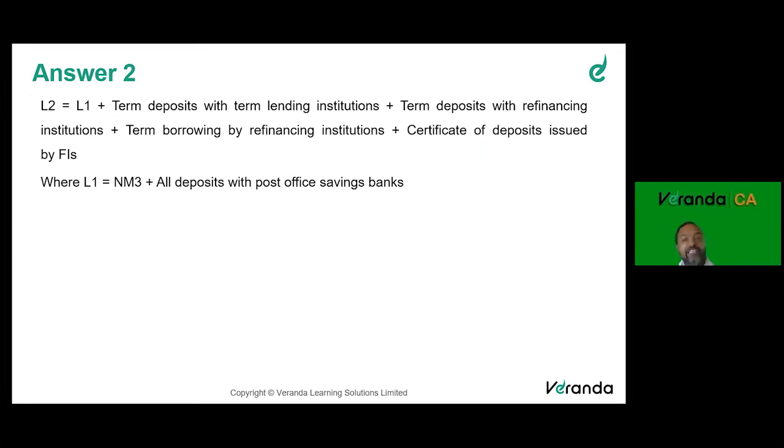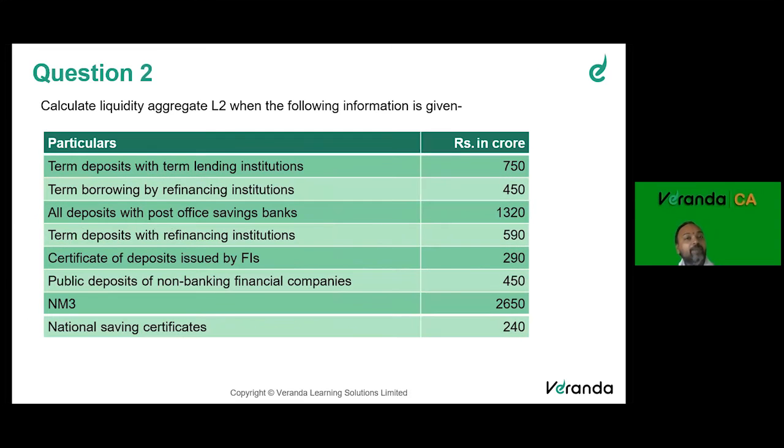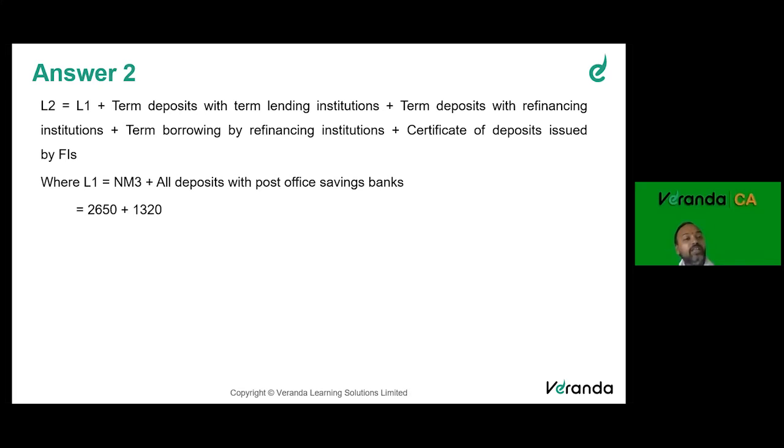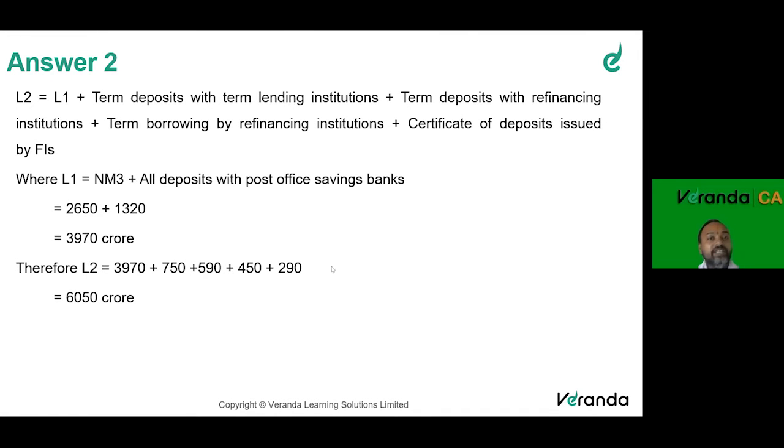What are the things we have not taken here? We have not taken that 450 and 240 because the definition does not cover that. So that gives you an answer of... So now let us go to the next question.